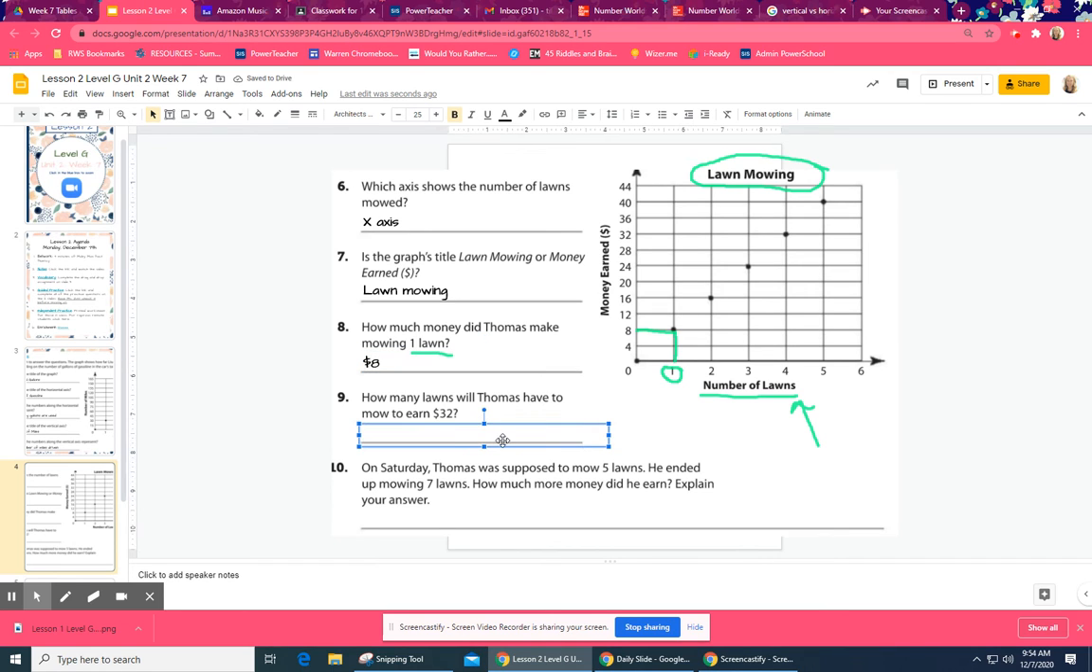How many lawns will Thomas have to mow to earn $32? So let's see, dollars is on this axis. It's talking about money over here, so find 32. And then this time we'll follow it over to the other axis. 4 lawns.